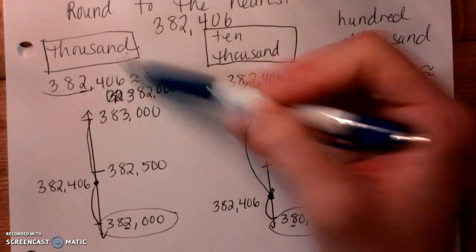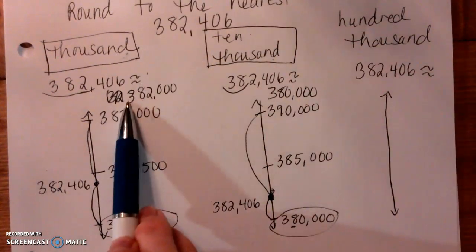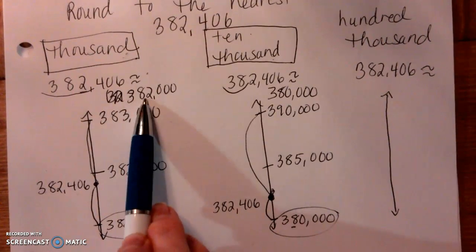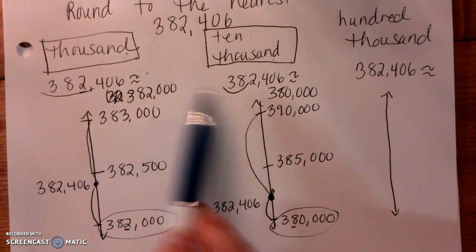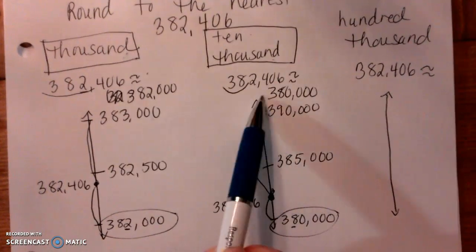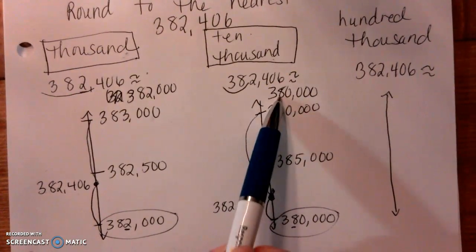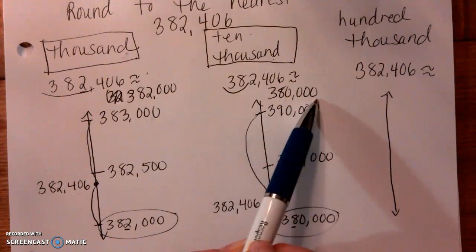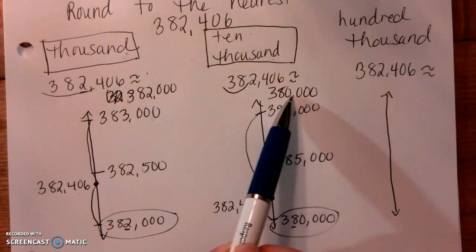Now I can see that when I rounded to the nearest 1,000, it rounded to 382,000, which goes to the thousands place, and the rest of my digits are 0. I can see when rounded to the nearest 10,000, my digits go to the 10,000s place, and the rest are zeros. That is really important for me to notice.